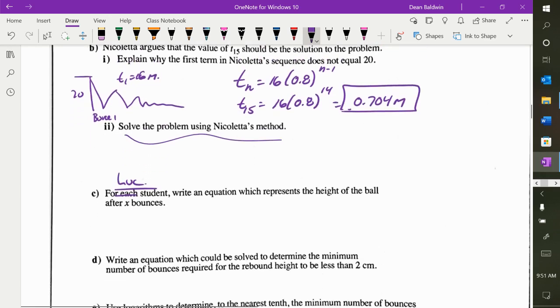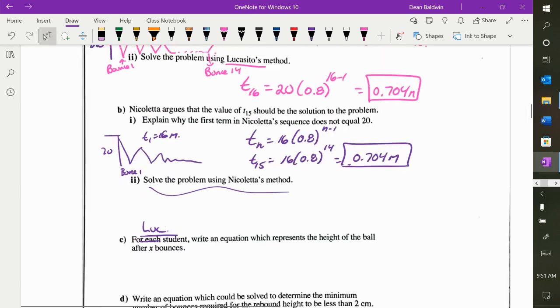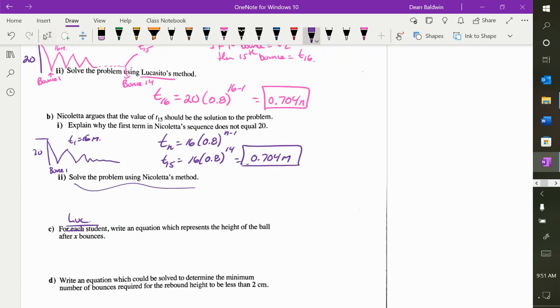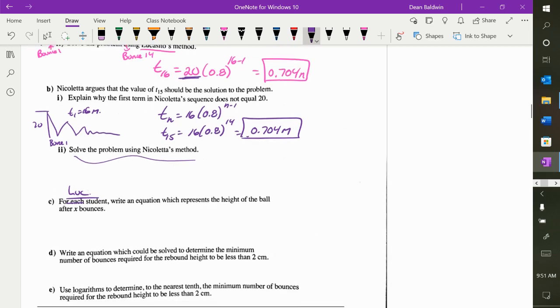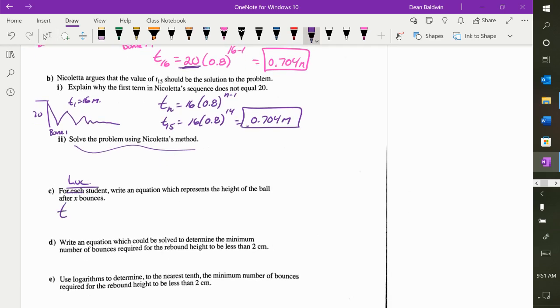So if we look at this, where's Luke's question? I want to use the initial height and the number of bounces to get our value of how high it bounces. So I know our A value has to be 20. So Tn is going to be 20, times our r value, which is 0.8. That doesn't change, because I'm telling you it's 80% of that height.